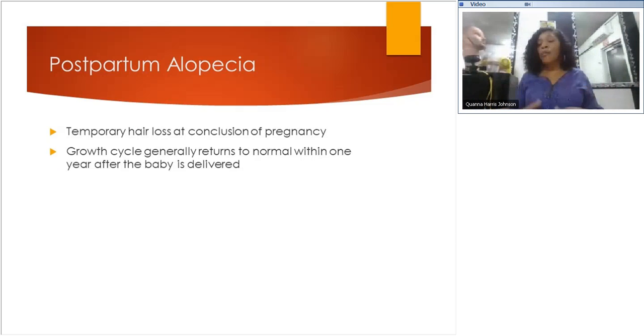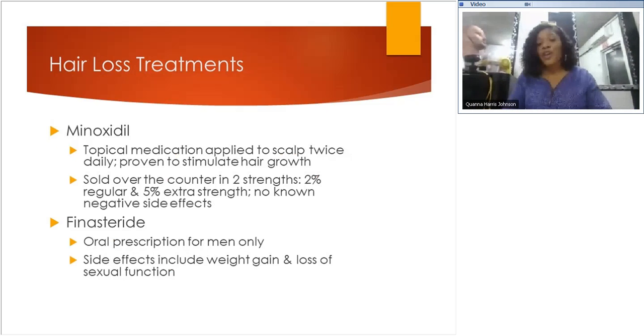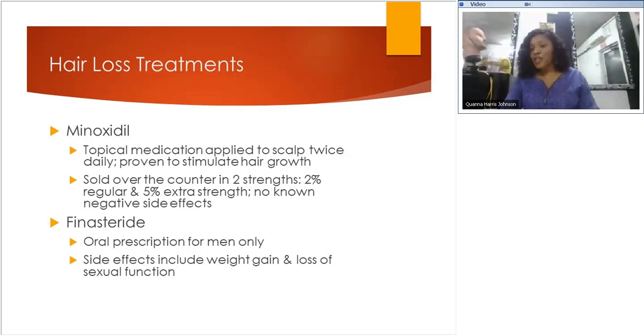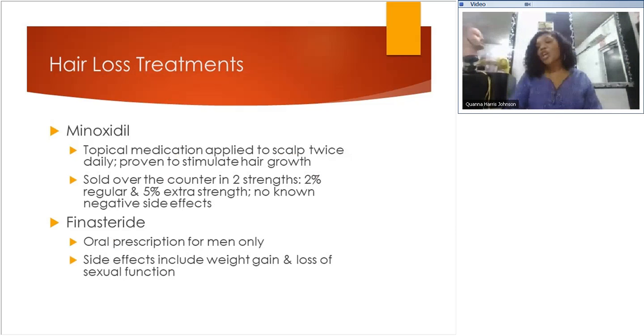So when you get pregnant, your hormones go through a lot of things. It's at an up and down. So when you have your baby, then your hormones will be going back to normal. Some women may experience hair loss, postpartum hair loss, and it may last for a year. It may last for 2 years, but eventually your hair will go back to its normal hair growth cycle.